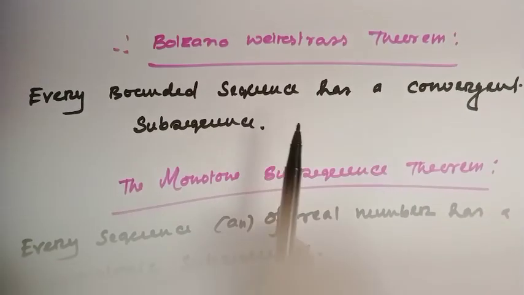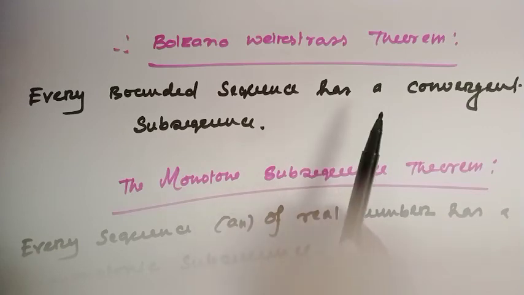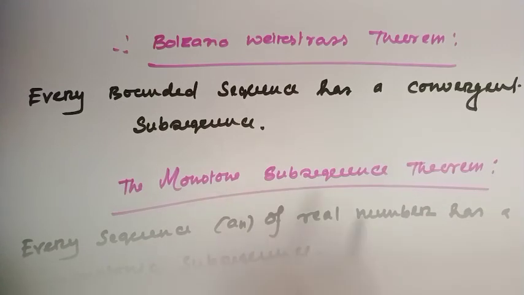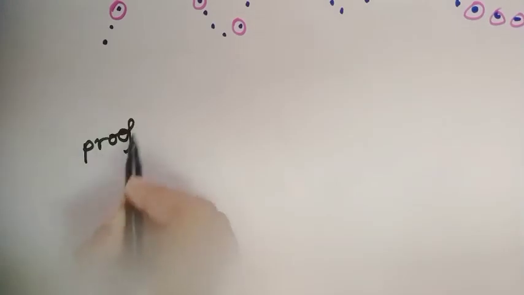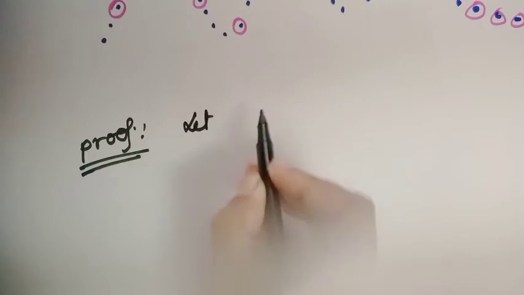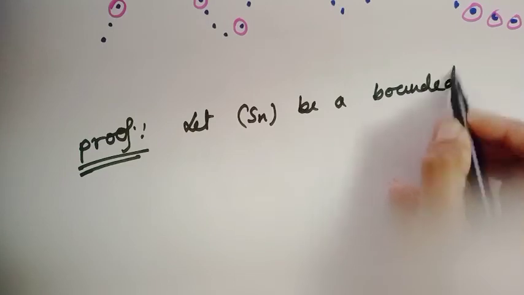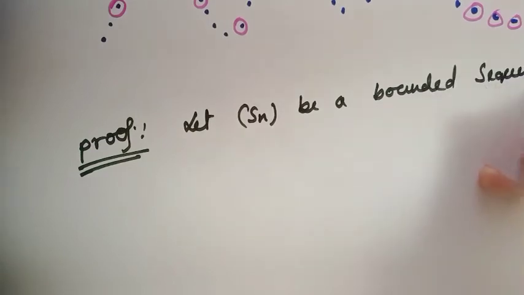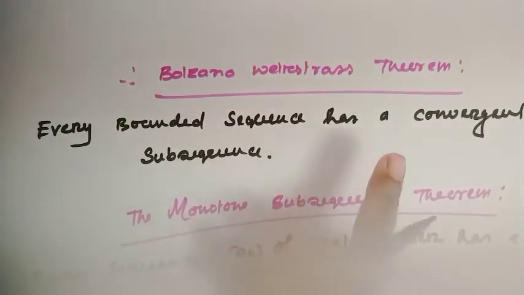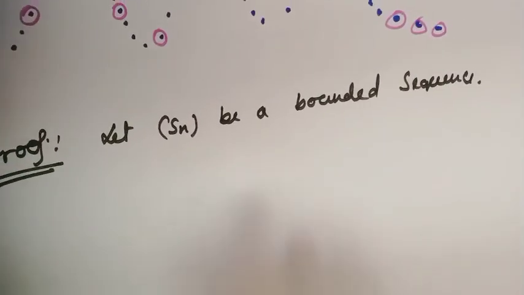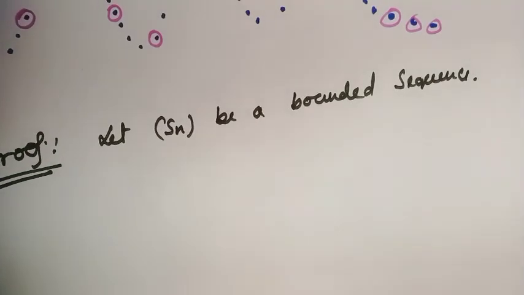Now I will prove this Bolzano Weierstrass theorem, and I will prove this theorem by using the monotone subsequence theorem. Let's see the proof. Let Sn be a bounded sequence, because the statement has told every bounded sequence has a convergent subsequence. That means we have to prove this sequence has a convergent subsequence. Okay?